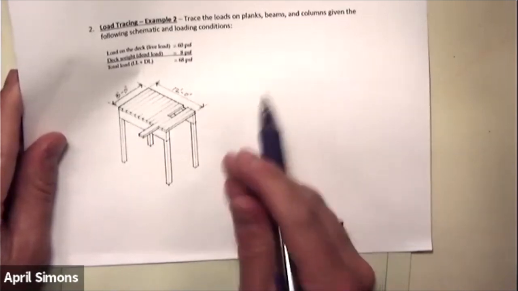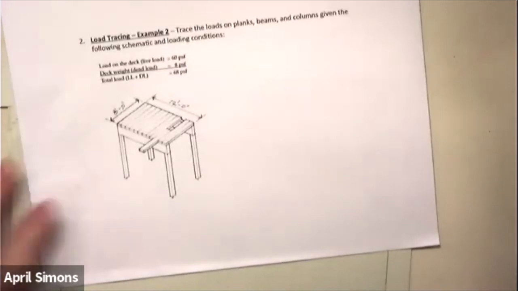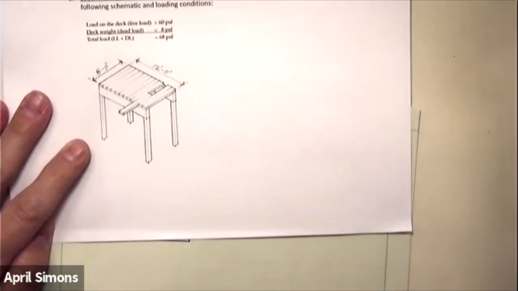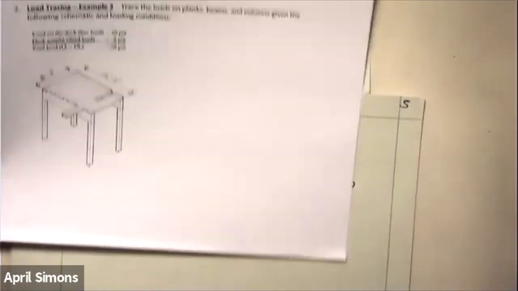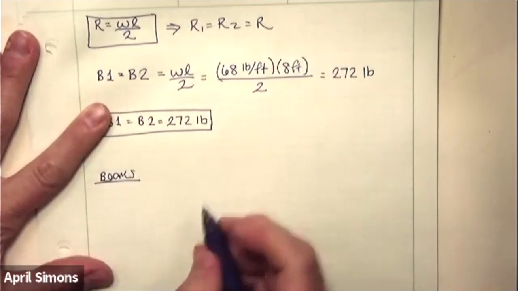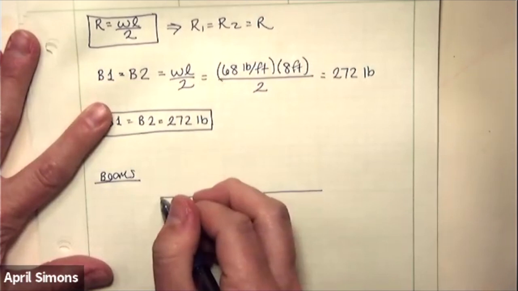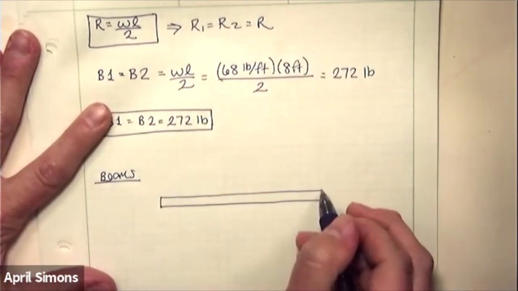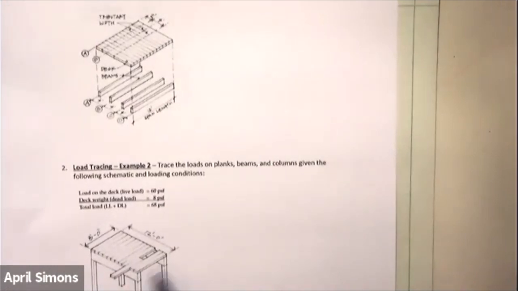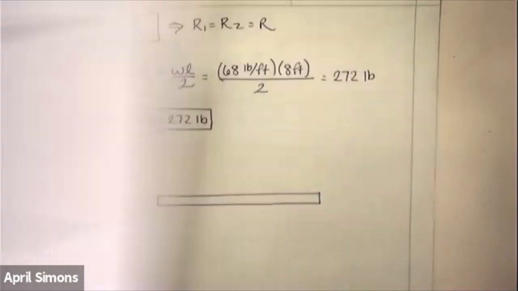So we've got two beams, each supported by two columns. Since this is symmetrical, we know that what's happening on this side will also be happening on this side. So let's take a look at one of those beams. We named these earlier B1 and B2. We found that the support reactions between the planks and the columns were equal. So in other words, the uniform loading on B1 will equal the uniform loading on B2.